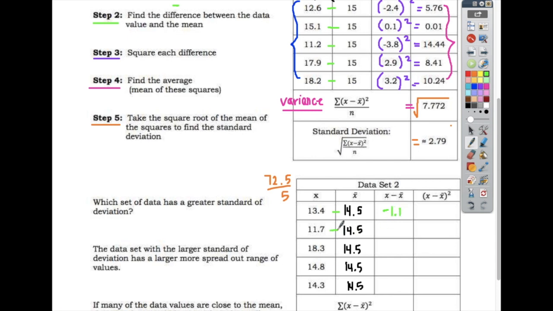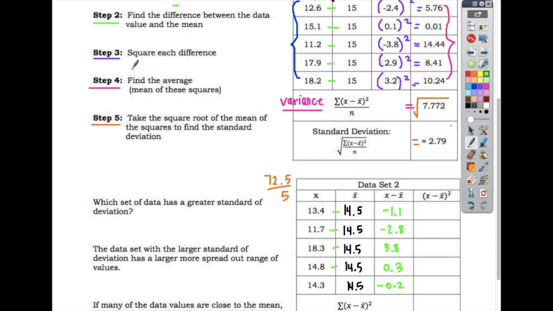The next one we have 11.7 minus 14.5, and we get negative 2.8. 18.3 minus 14.5, we get 3.8. 14.8 minus 14.5 gives us 0.3, and 14.3 minus 14.5 is negative 0.2.